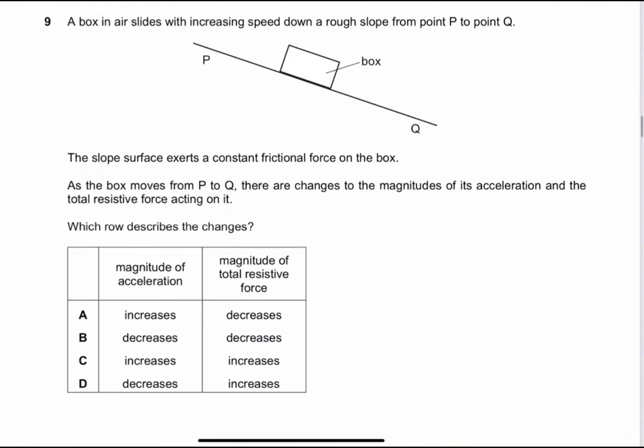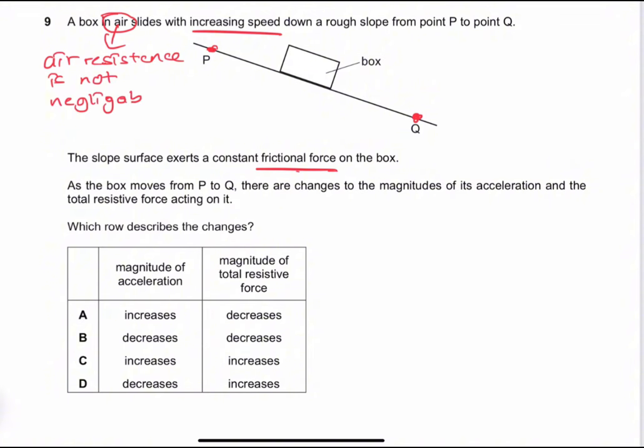I'm moving on to question number 9. We're given a block that slides with increasing speed from point P towards point Q. And we're told that the slope exerts a constant frictional force. But look at this. It's falling in air. What this means is that air resistance is not negligible. We can't neglect air resistance because it's actually falling in air, right?